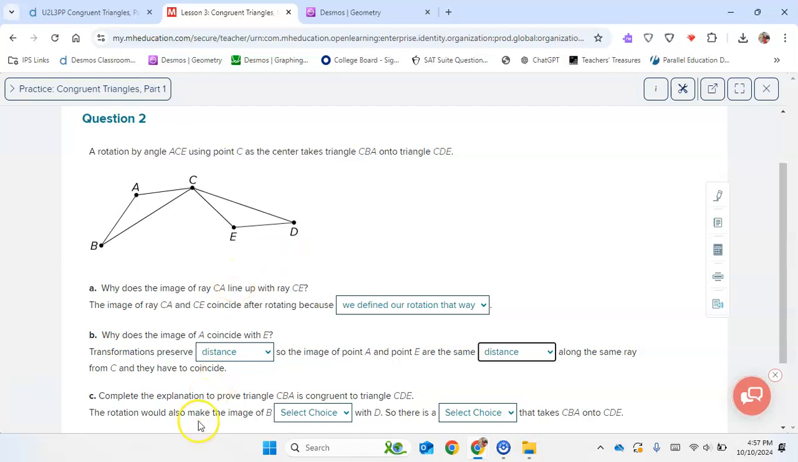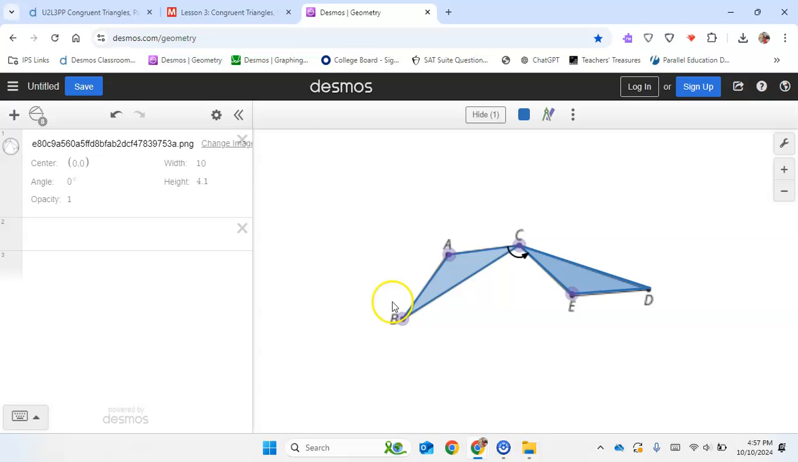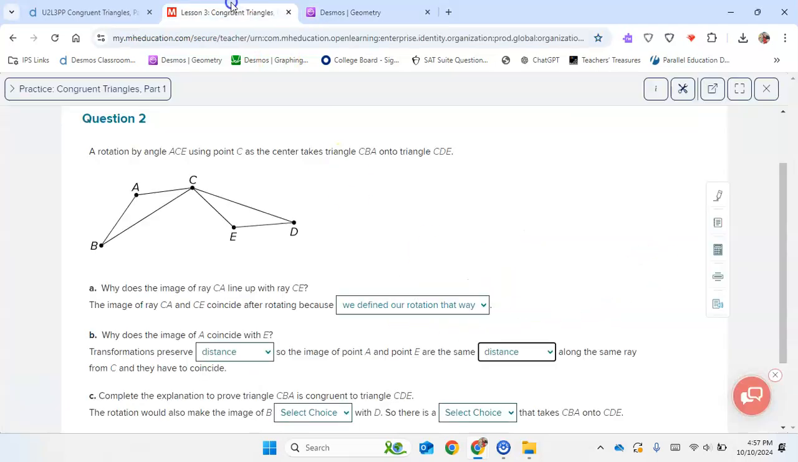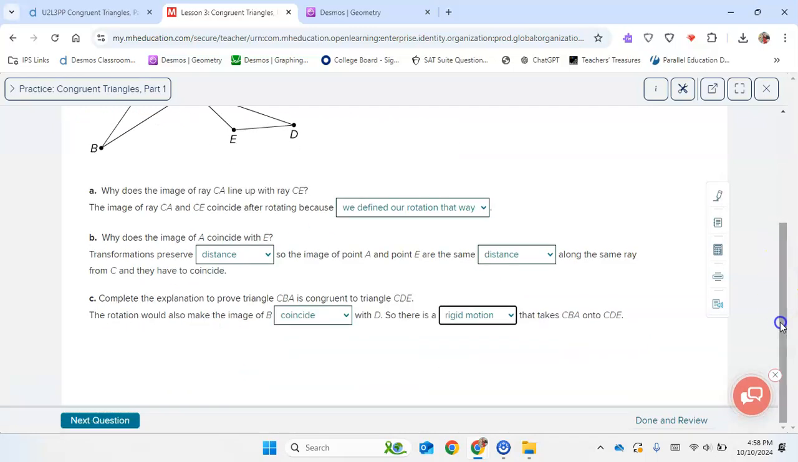The rotation would make the image of B, so B goes onto D, coincide with D, so there is a rigid motion that takes CBA to CDE.